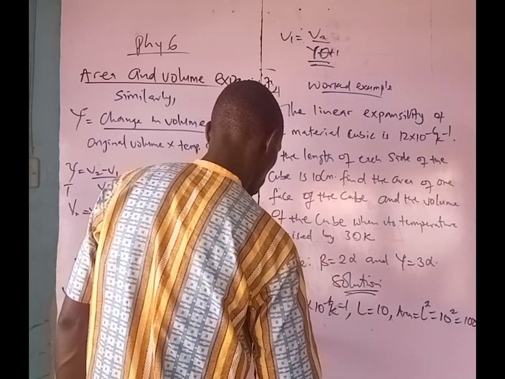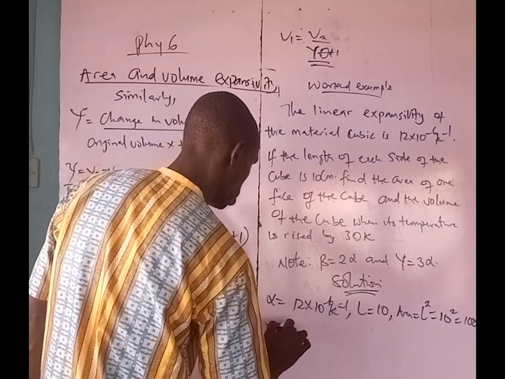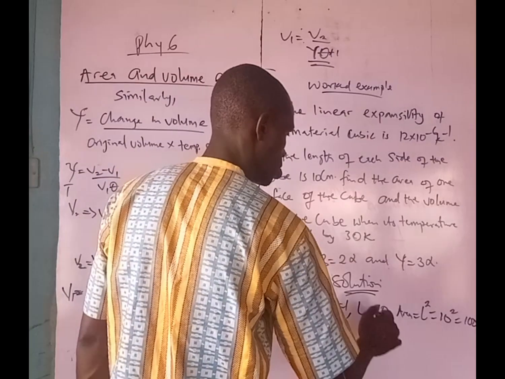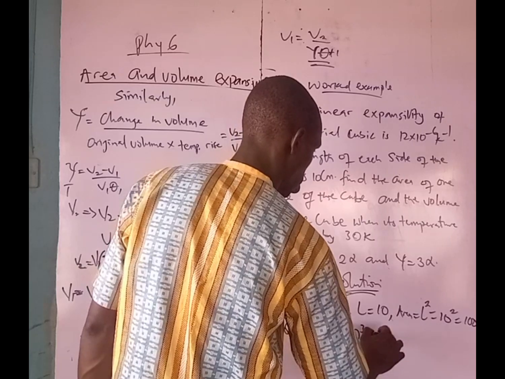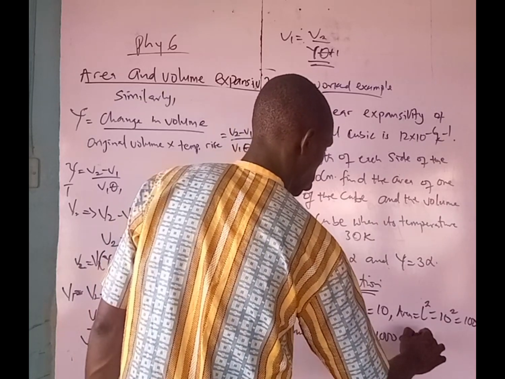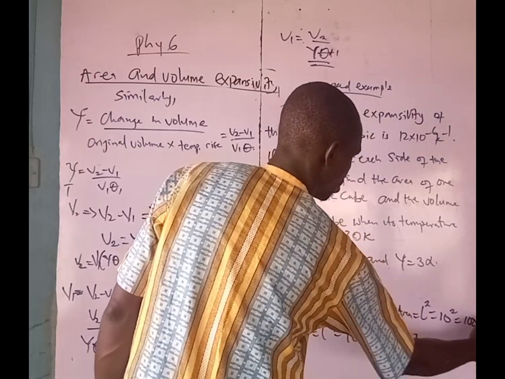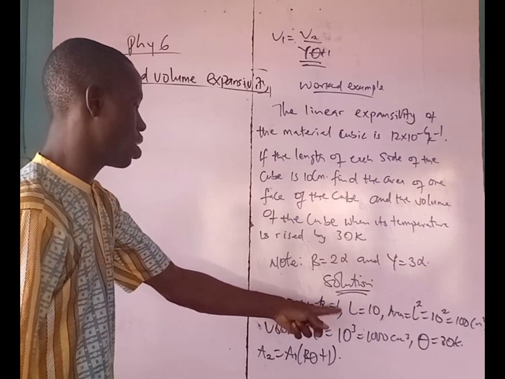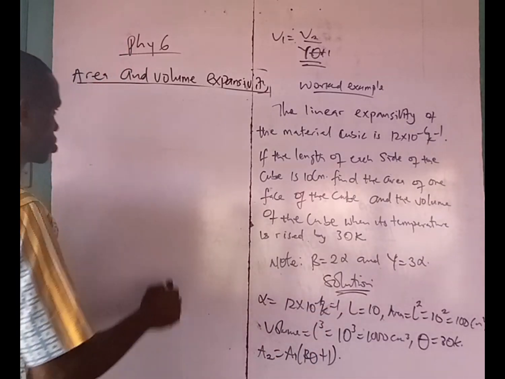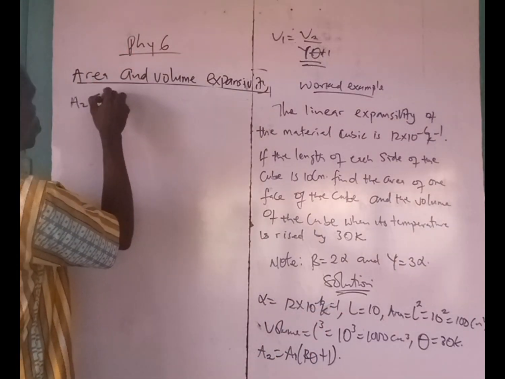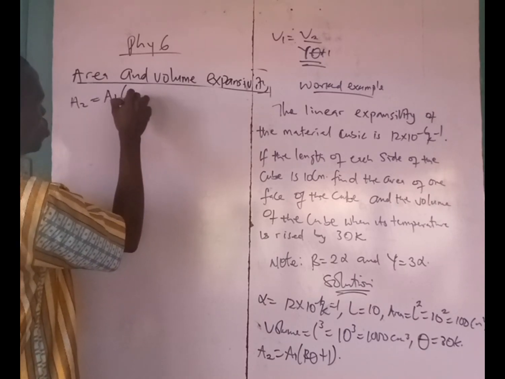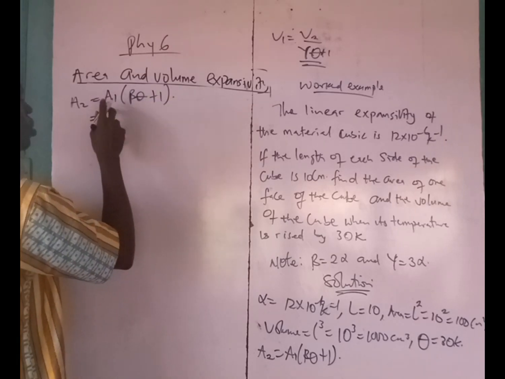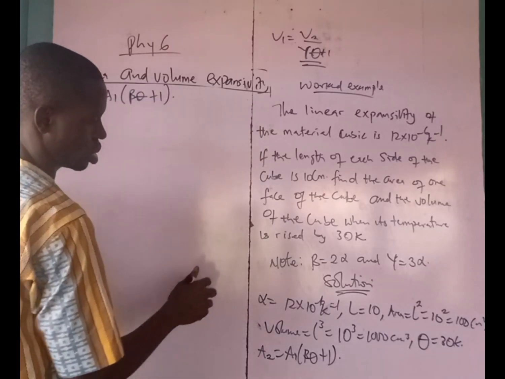Then the volume is L cube, which is 10 cube, 1000 centimeter cube, centimeter square. Let's quickly solve this by slotting our figures into the formula. We said A2 equal to A1 into beta theta plus 1. A1 is 100.